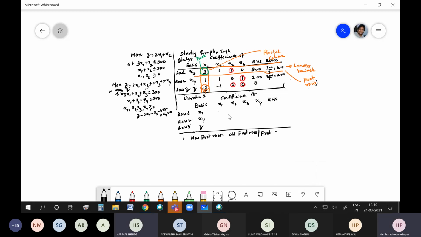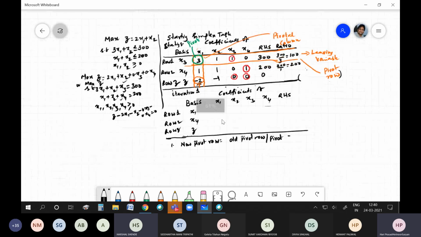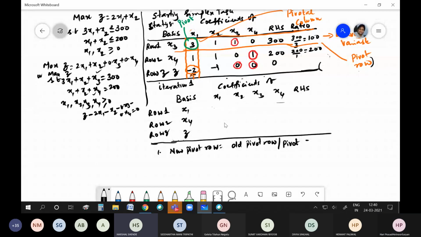Sir, hello? In row 2, X1 and X4 both are present. Then why did you choose X4 as a basis? No, we have to change now. We have to change row 2 also.